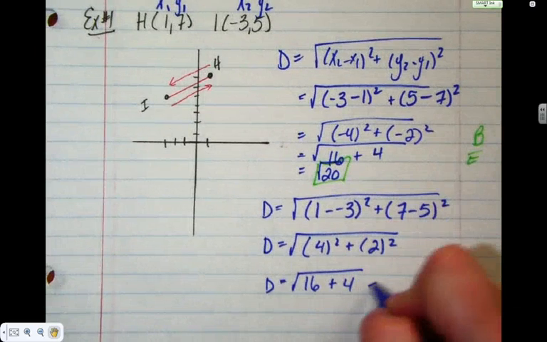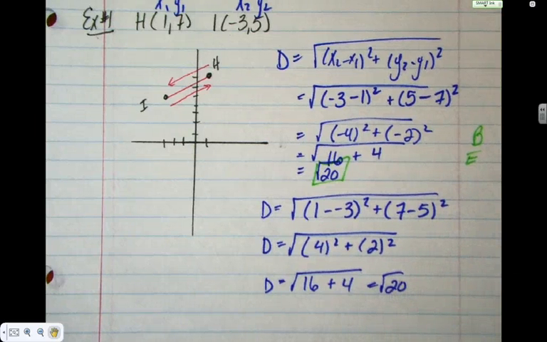If we were to finish this off, we still get root of 20. So don't get too caught up over the little subscripts. Just take whatever's the first point, use it as x1, y1. Take the second point, use it as x2, y2.